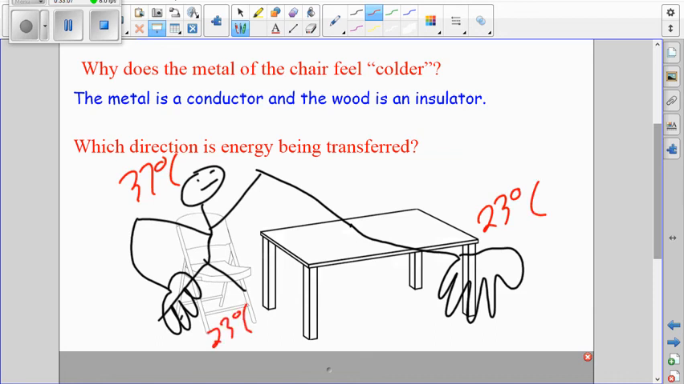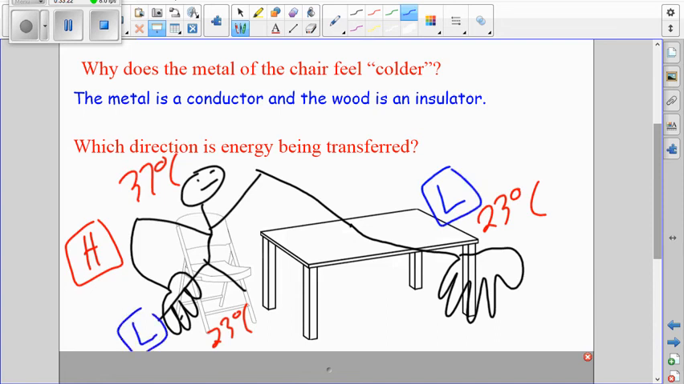So if I was drawing a heat diagram, which I'll be asking you guys to do all the time, I'd put a little H with a box right next to me. Again, this is relative. I put an L next to the table leg. I put an L next to the chair leg. So which direction is heat going? Here it's going from high to low. Over here it's going from high to low. So both times, heat is leaving my paw and going into the leg of either the table or the chair. It's true in both cases.